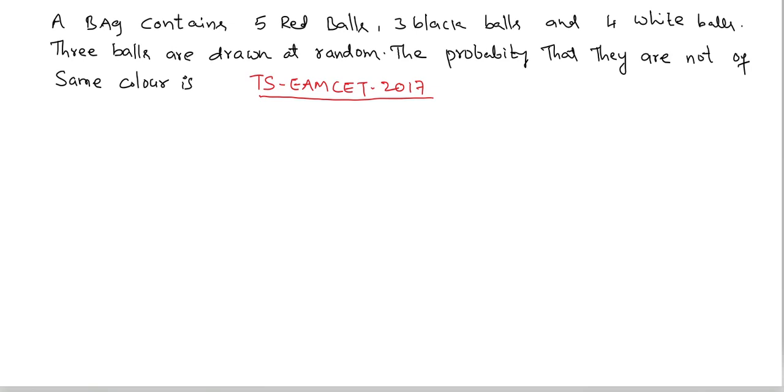A bag contains 5 red balls, 3 black balls and 4 white balls. 3 balls are drawn at random. The probability that they are not same color. Here asking probability that they are not same color. That means 1 minus same color. So required probability is equal to 1 minus same color.